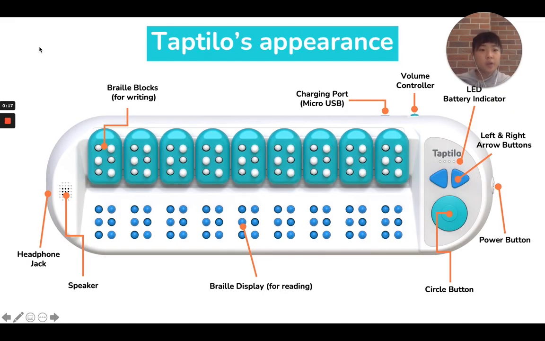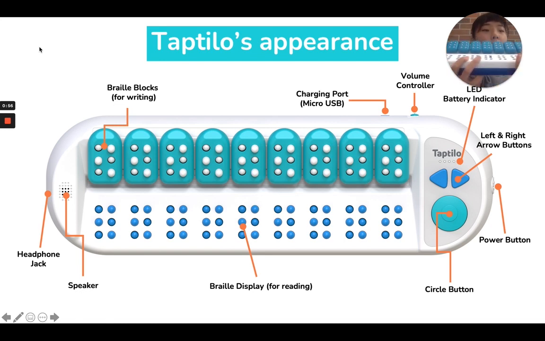And I'm going to introduce Taptilo's appearance in detail. There are 9 Braille blocks in the upper part of Taptilo. These Braille blocks can be detached and attached really easily using magnets. And Taptilo's Braille blocks are for practicing writing. With this tick-tick sound, students can learn how to write Braille. And it has rounded edges so students can feel the dots really easily.